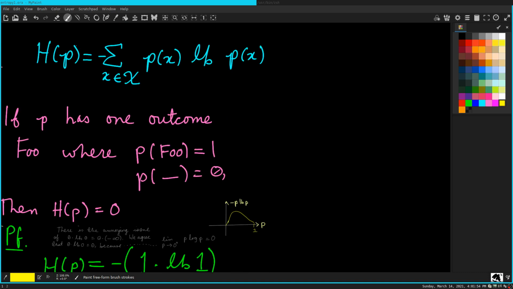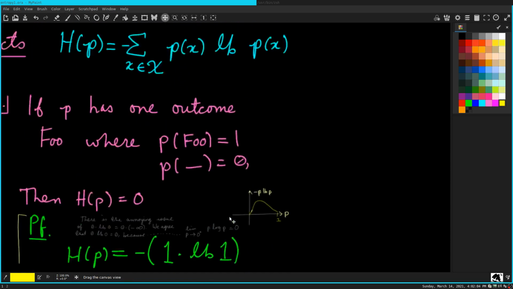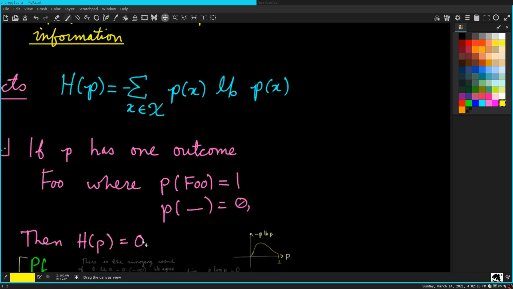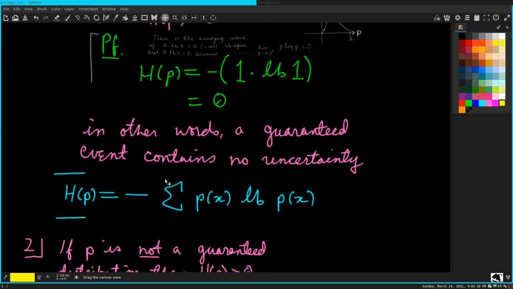So you get a bunch of sum terms here of 0 times log of 0, which is 0, plus 1 times log of 1, which, again, log of 1 is equal to 0. So if you have this configuration of the probability distribution, then every term in this sum is equal to 0, therefore the whole sum is equal to 0. Good. In other words, a guaranteed event contains no uncertainty. That's a great property to have of uncertainty.